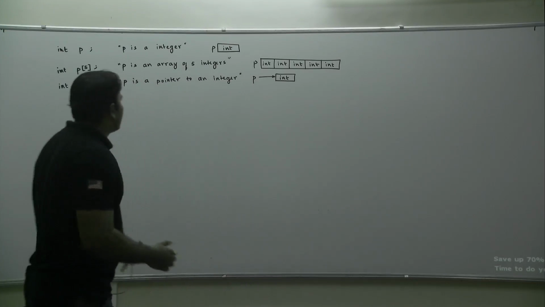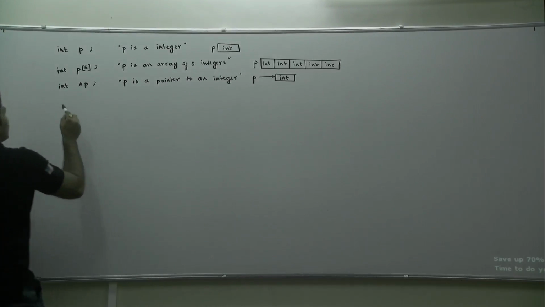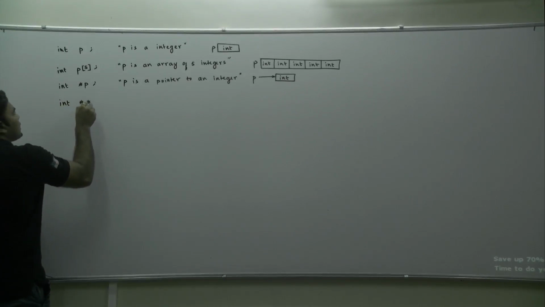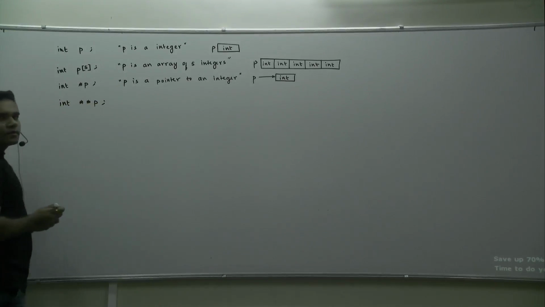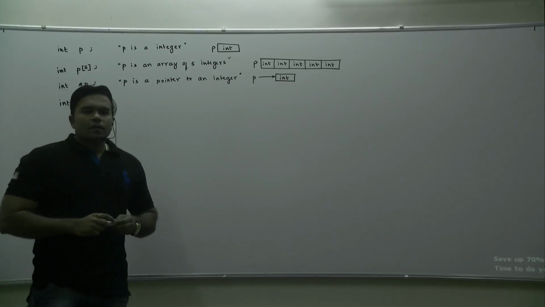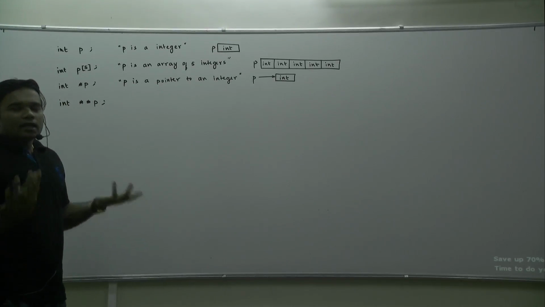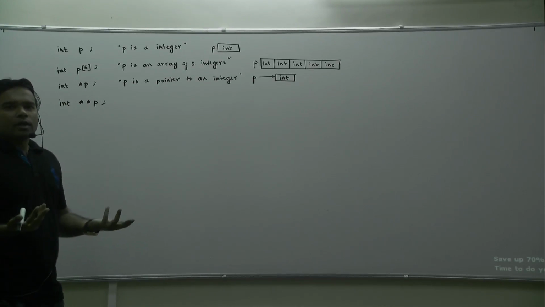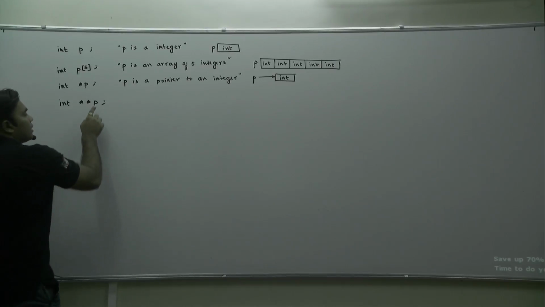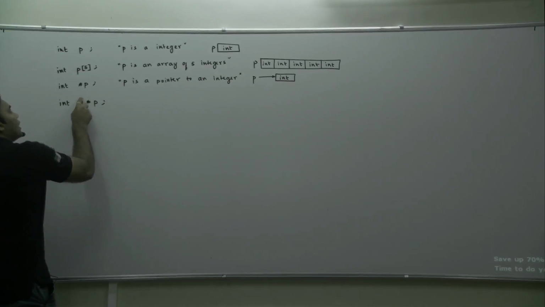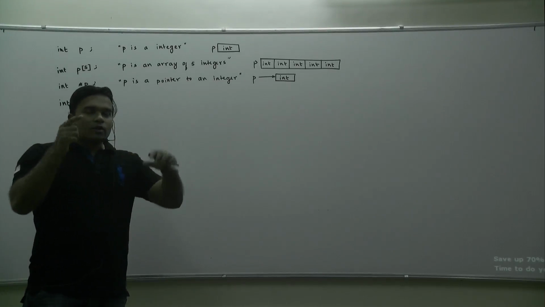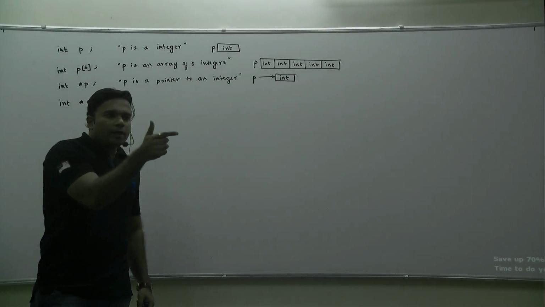I would just proceed further and I would give you one more declaration: int star star p. That is the way you read it, int star star p. Nothing really can be understood. Int star star p means what? Whereas if you read it using my style, p is a pointer to a pointer to an integer. The moment I tell like that, already the diagram is coming to your mind.